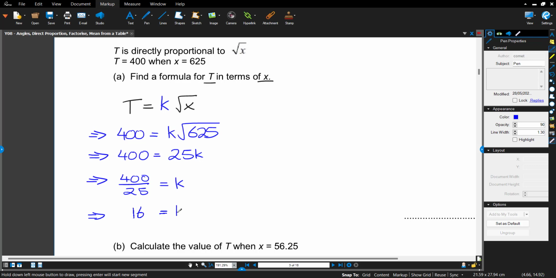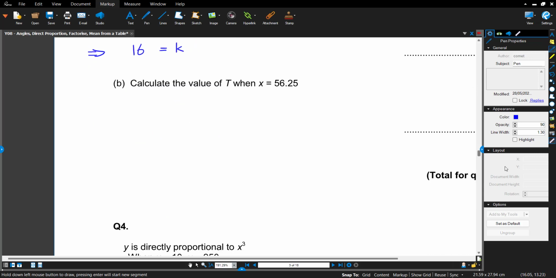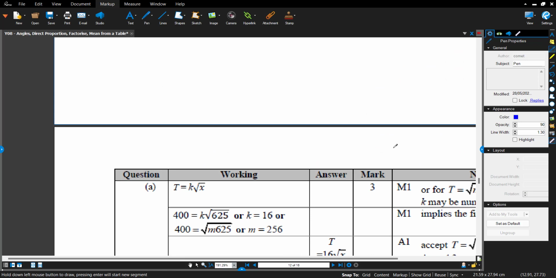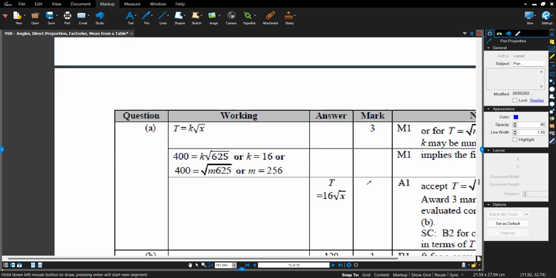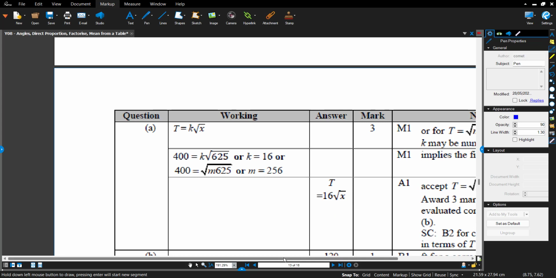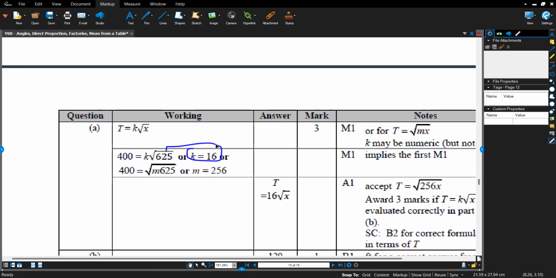Hope this is right. I'm sure it is. Why is it question 3? Let's have a look. Question 3. Well, yeah. 16. Genius or what? So k is 16. Great.